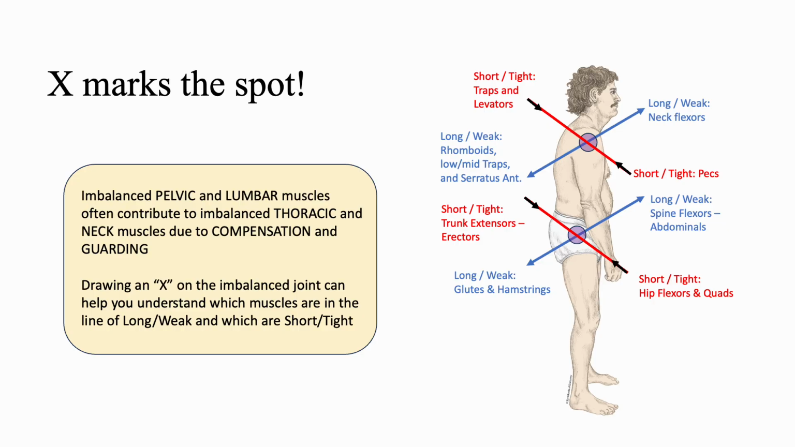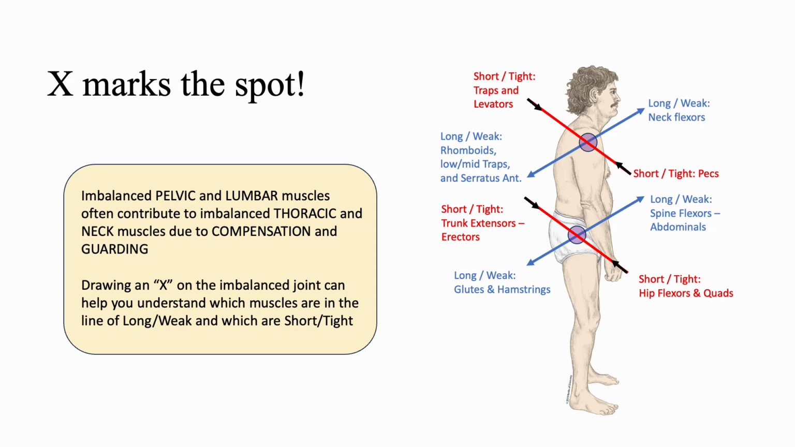So this is where we bring it all together. We call this X marks the spot because when you draw an X through the major joints, the lines show you exactly which muscles are battling each other. So notice the pattern. If the hip flexors are short and tight, that's the red line. Then the glutes on the opposite side are usually long and weak. That's the blue line. This is lower crossed syndrome. But the body is a chain. If the pelvis is tilted because of those tight hips, the upper body has to compensate. This leads to upper crossed syndrome, where the chest is tight and the back is overstretched.